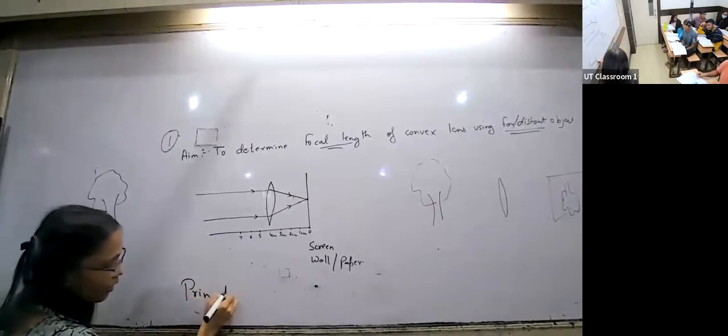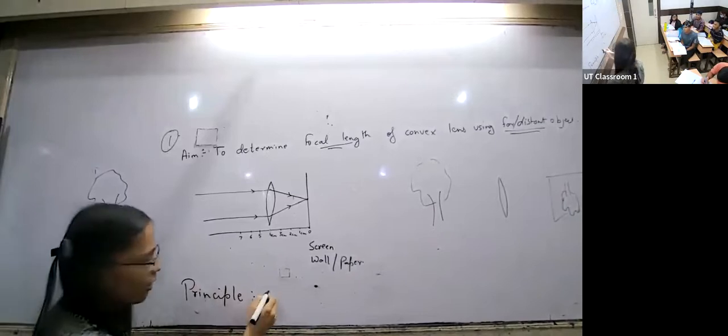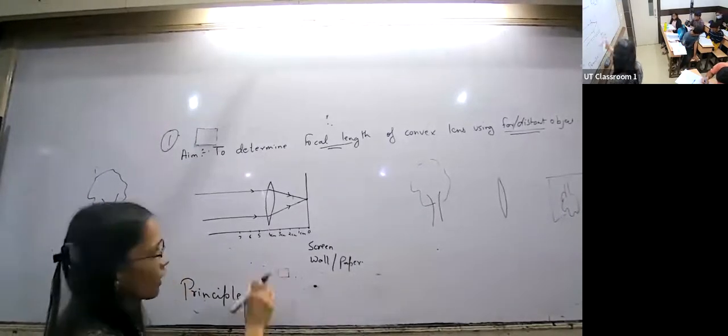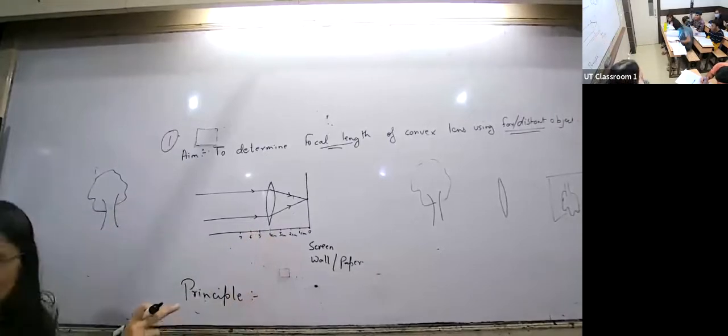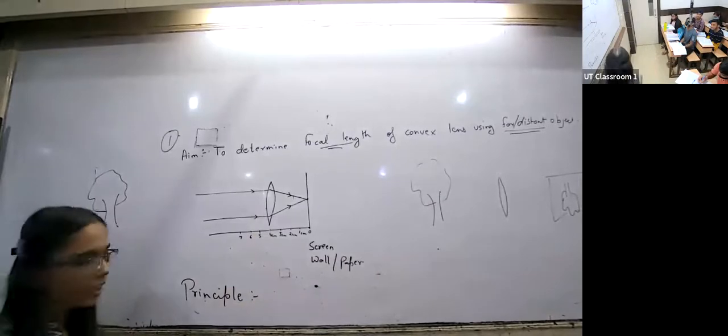The inverted object will also look inverted. What is the principle? Ma'am, we have to make the ray diagram. You have to draw the ray diagram, okay. And you have to write the principle. What is the principle we just discussed?